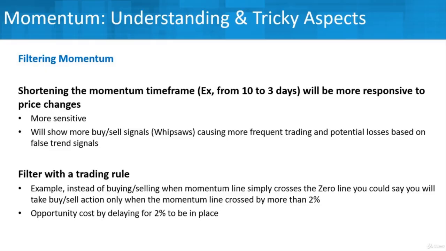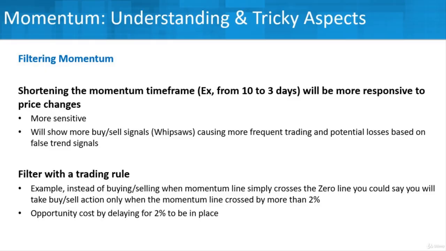It helps strengthen your decisions, but it also costs you in terms of opportunity costs. Let's say you could have bought in a little bit earlier and had a little bit more profit by getting in earlier than waiting for that 2% to happen. But again, that'll help eliminate whipsaws. It'll help reduce whipsaws and help strengthen your buying decisions, especially if you're coupling it with another indicator.